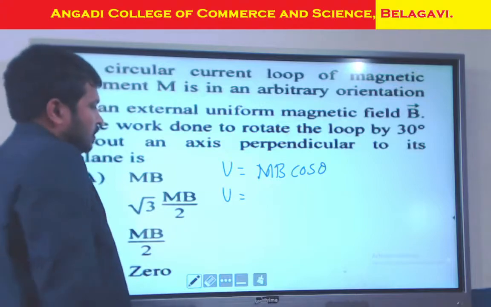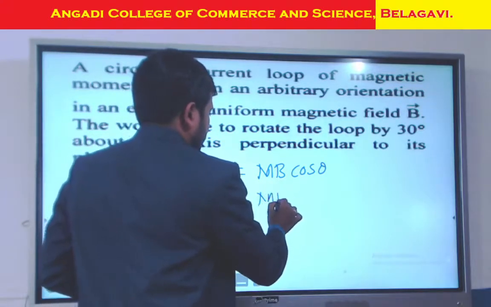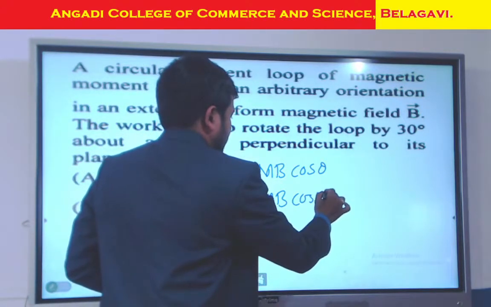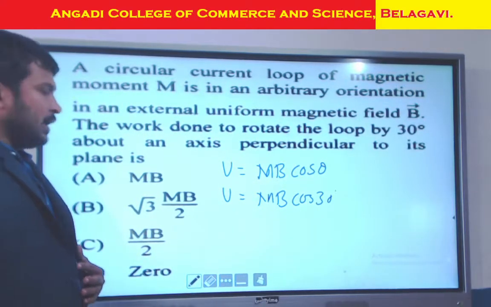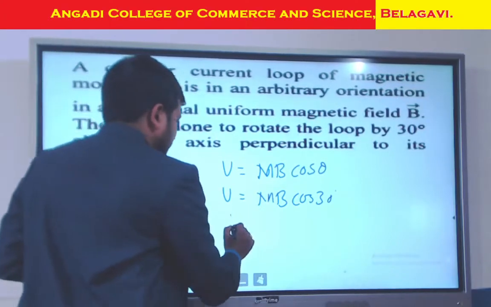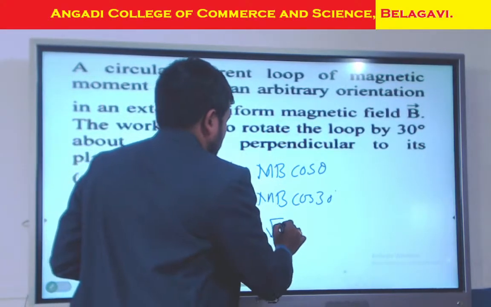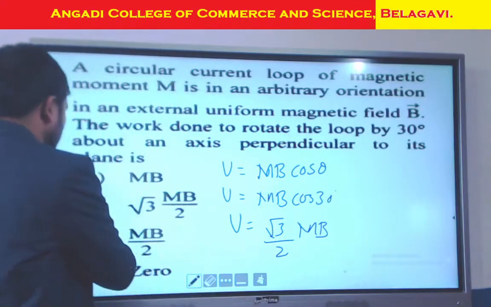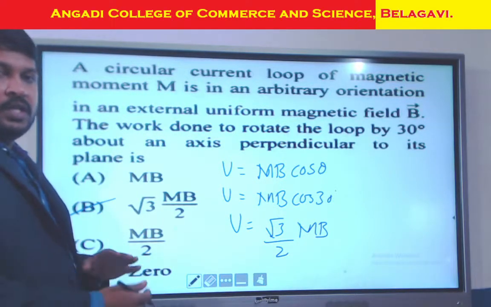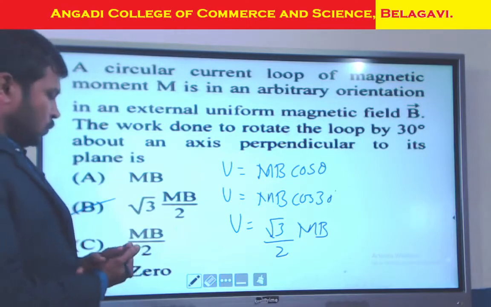Now, U equals MB cos 30. What is the value of cos 30? Cos 30 is root 3 by 2. Now here, what value can we get? Root 3 by 2 MB. So the answer is root 3 MB by 2.